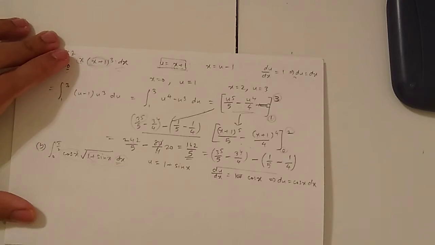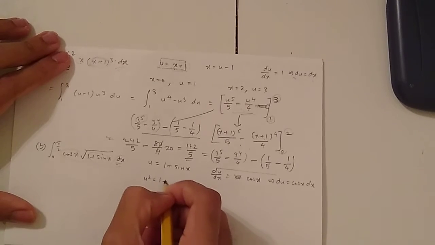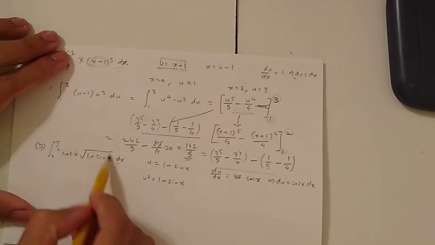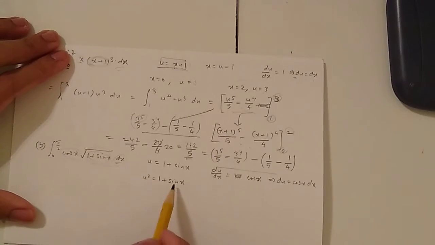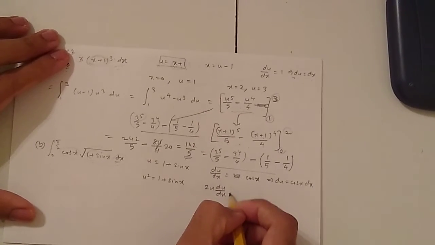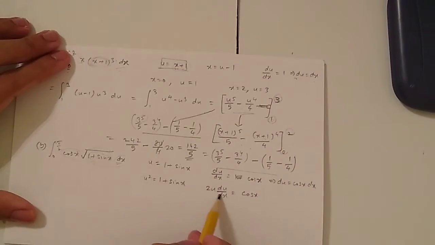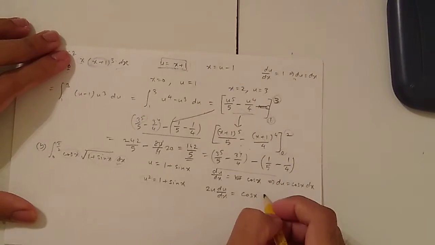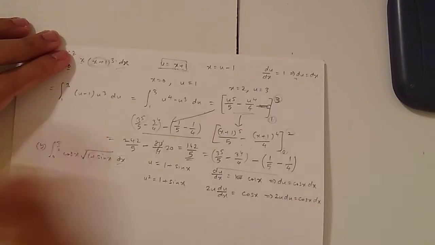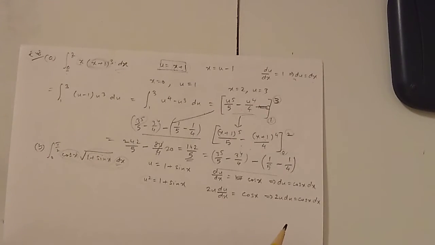On the other hand, let's say that instead of using u equals 1 plus sin x, you want to use u square equals 1 plus sin x. What happens? In that case, the root becomes u. Now what happens when you differentiate this? You get 2u du by dx is equal to cos x. Differentiate this, you get 2u du by dx, differentiate this, you get cos x, and you get 2u du is equal to cos x dx. So cos x dx will get replaced by 2u du.